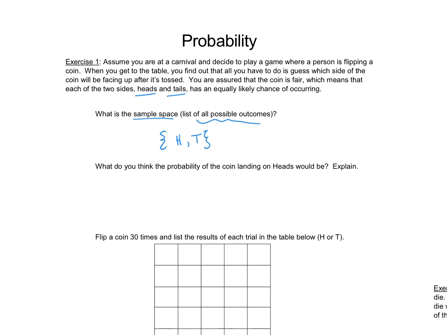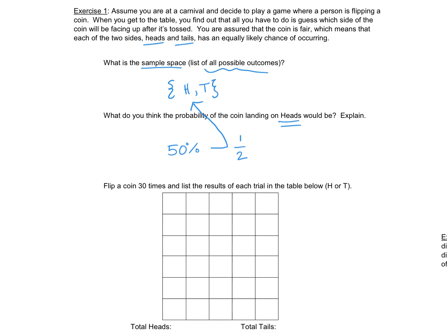What do you think the probability of the coin landing on heads would be? So it seems like 50-50 chance is sometimes what we'll say. So we're going to say 50%. You could also think about it that we know maybe that heads is only one of the options out of two, which is the same thing as that 50%.